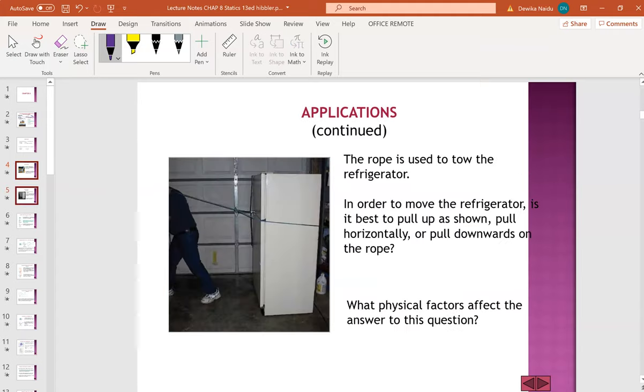We also have applications like if you want to push your fridge or pull your fridge. Here I'm going to guide you how high must this cable be, or how low must it be. Will this fridge topple? All this is going to be guided in this chapter.